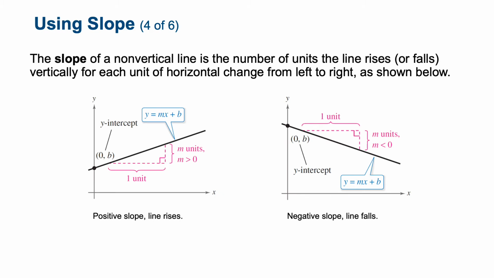Okay, so what exactly is the slope? The slope of a non-vertical line is the number of units that the line rises or falls vertically for each unit of horizontal change from left to right. So if you were to go by 1 unit, it rises m units, and if you go this way 1 unit, it will fall m units. In other words, remember we said rise over run.